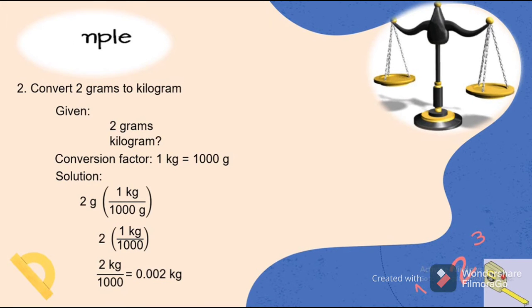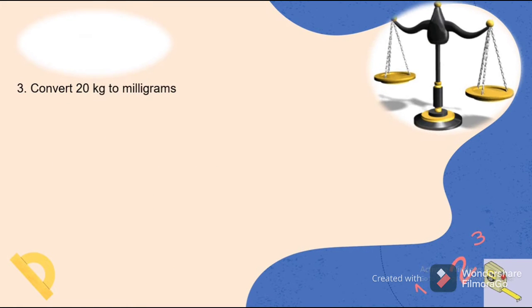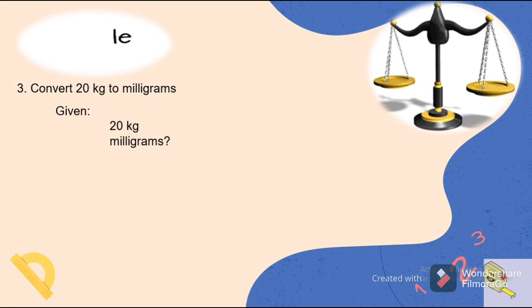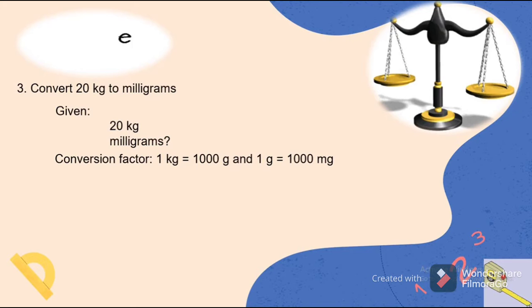So let's have another example. Convert 20 kilograms to milligrams. First is to write the given. We have 20 kilograms and we need to find the equivalent of 20 kilograms in milligrams. Next is to identify the conversion factor. So this time we will use 2 conversion factors. 1 kilogram is equivalent to 1,000 grams and 1 gram is equal to 1,000 milligrams.